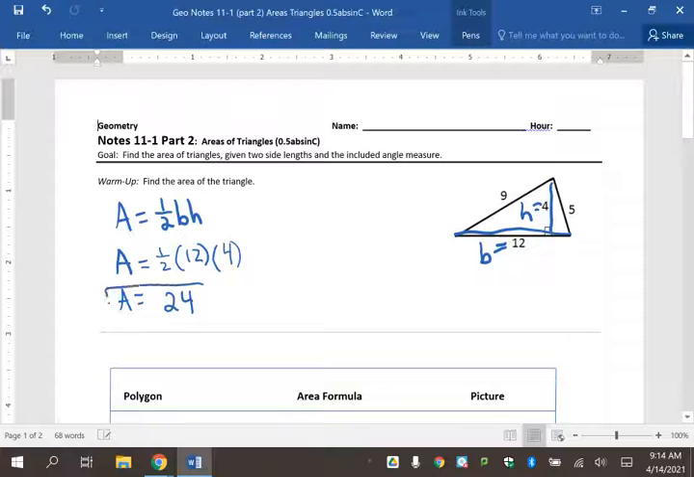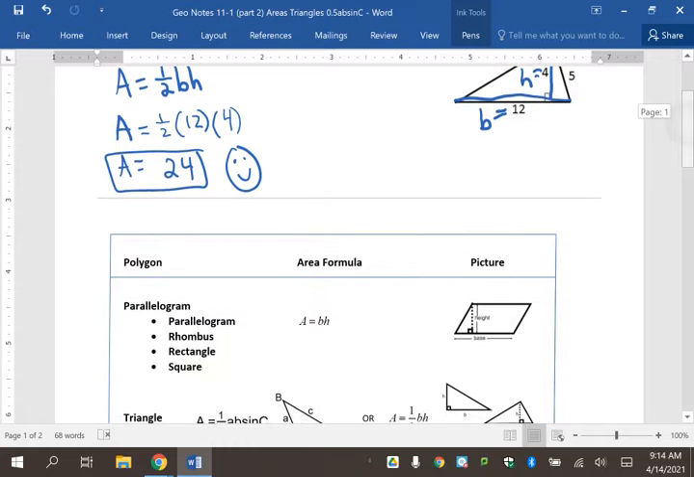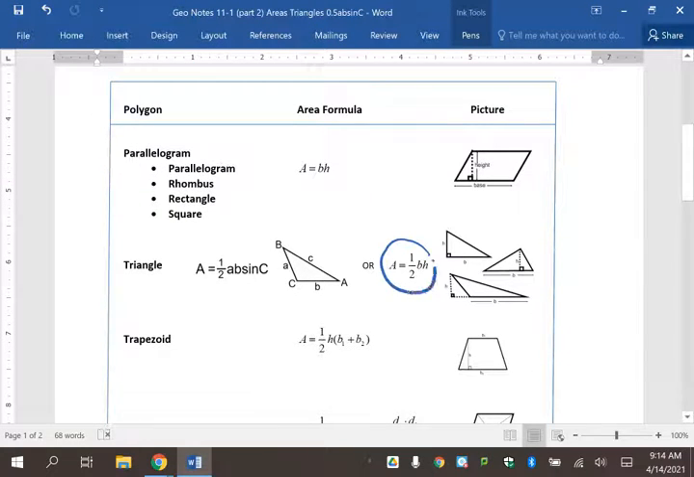So who got 24 correct on this one? Excellent. Okay, so that is just a review of something you learned a long time ago. Area of a triangle is 1/2 base times height. Now, today I'm going to teach you an additional formula.